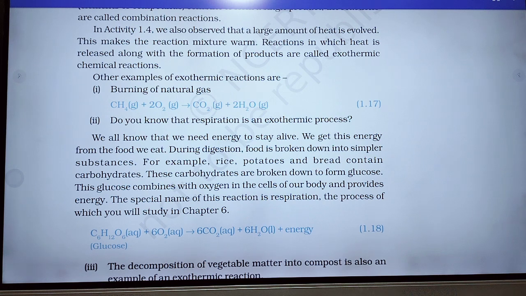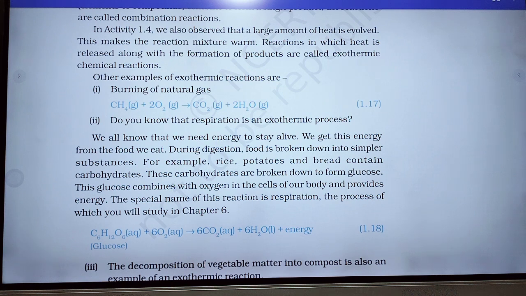We all know that we need energy to stay alive. We get this energy from the food we eat. During digestion, food is broken down into simpler substances from complex substances. For example, rice, potatoes, and bread contain carbohydrate. This carbohydrate is broken down to form glucose.